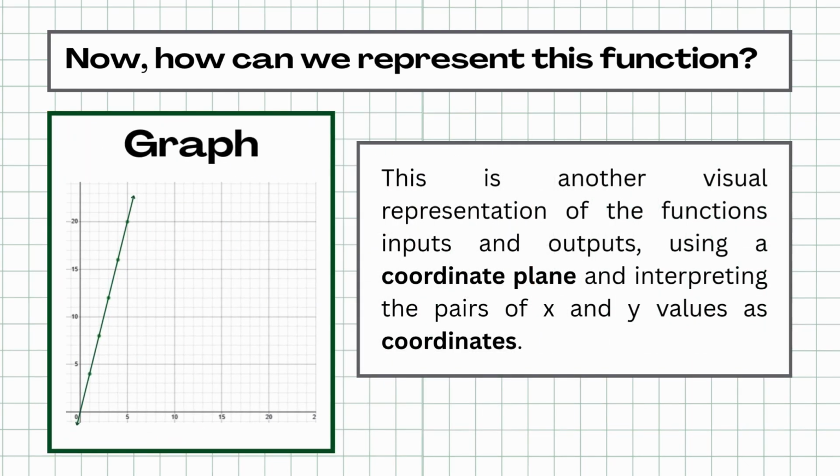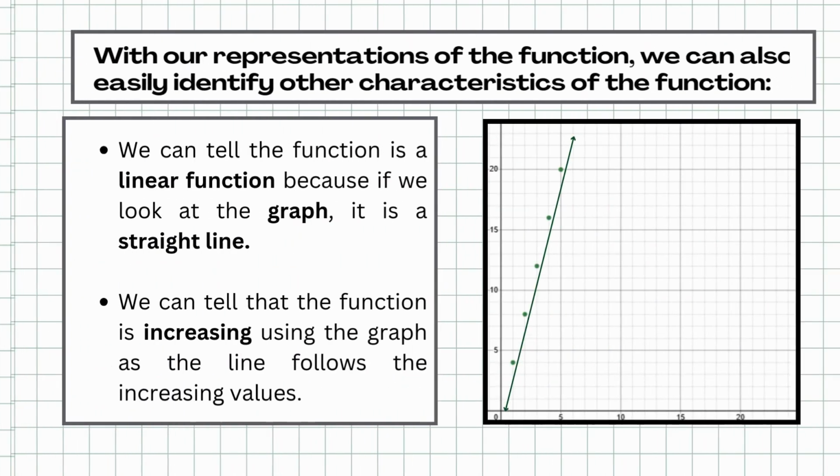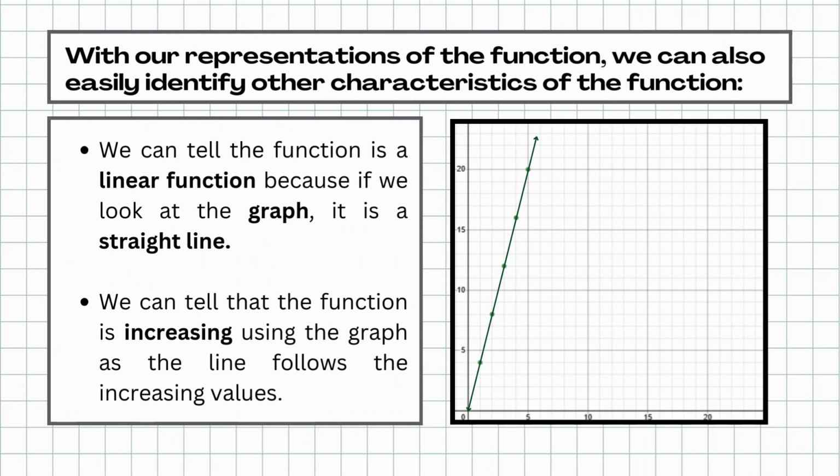A graph is another visual representation of the function's inputs and outputs using a coordinate plane and interpreting the pairs of x and y values as coordinates. With our representations of the function, we can also easily identify other characteristics of the function. We can tell that the function is a linear function because if we look at the graph, it is a straight line.